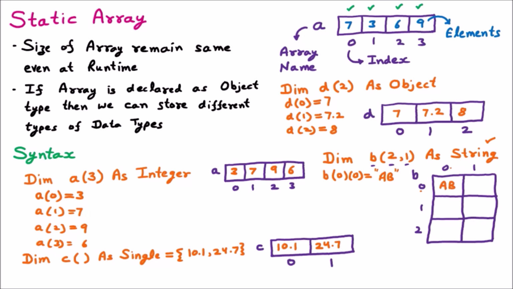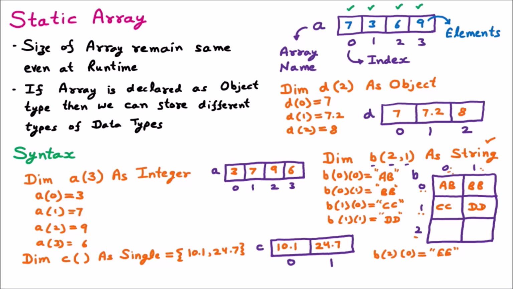Now afterward if I am initializing B 0, 1, let's say mentioning BB in the double quotes, so at 0, 1 here BB will come. So this way we can initialize the other places. B10 is equal to CC, so here CC will come. B11 equal to DD, so DD will come here.